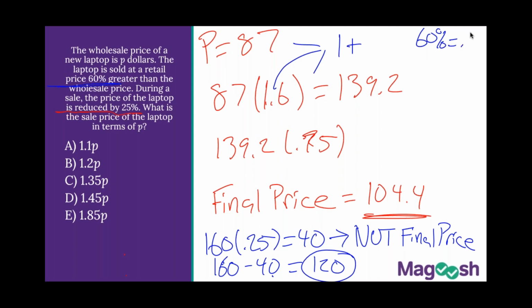60% is the same as 0.6 as a decimal. So when we are forming this multiplier, what we're saying is 1 plus 0.6 gives us this 60% increase.